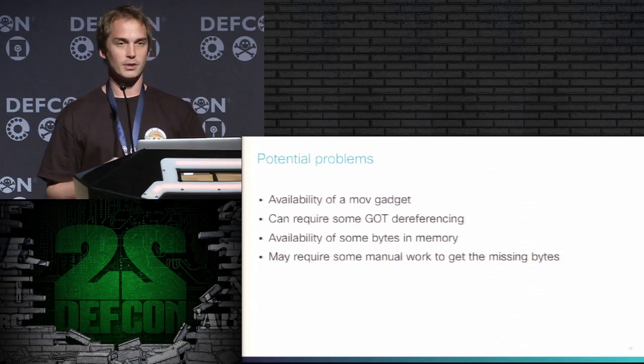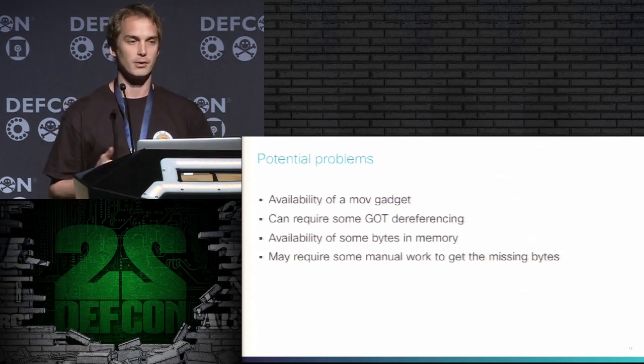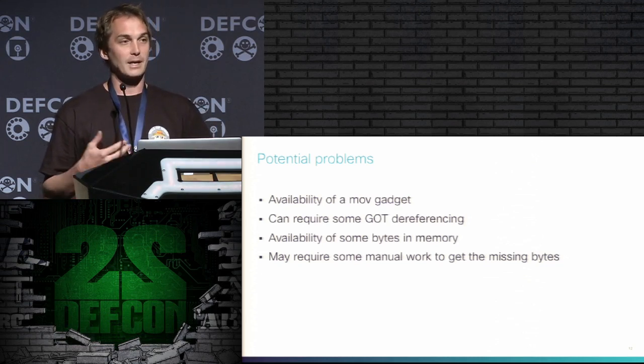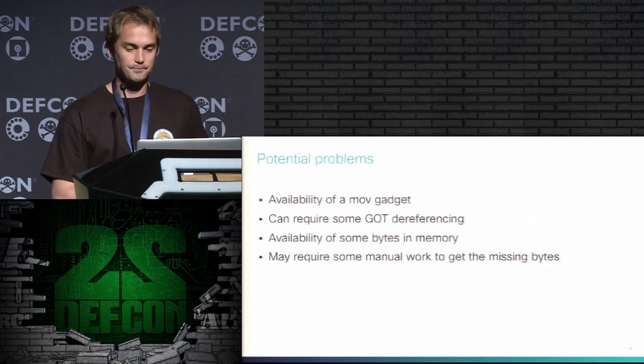It can require some GOT dereferencing, which I won't speak too much about, but that's if you want to call a particular function. And also, you're expecting some bytes to be available in memory. So typically in shellcode, you're going to look for 0x80 for your interrupt number. You're expecting that number to be in memory, because otherwise you're not going to be able to build your shellcode. If that number is not there, it generally requires some manual work to get the missing bytes.